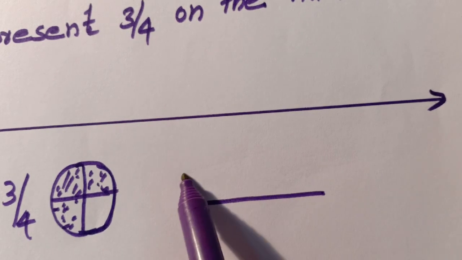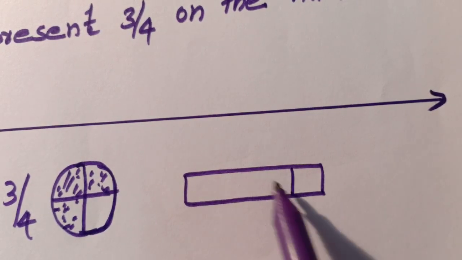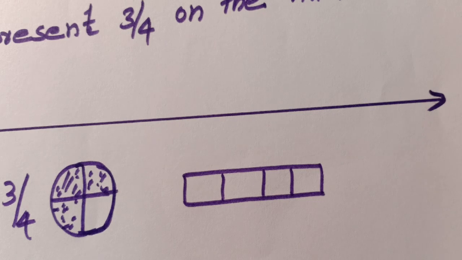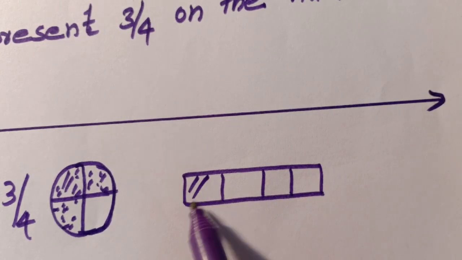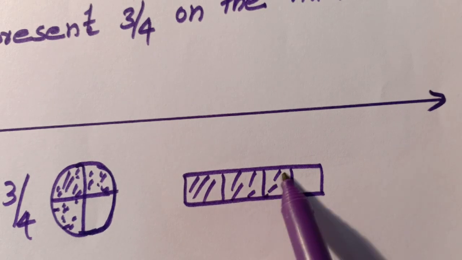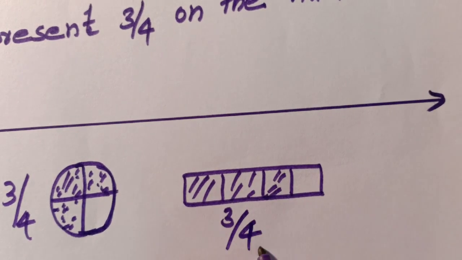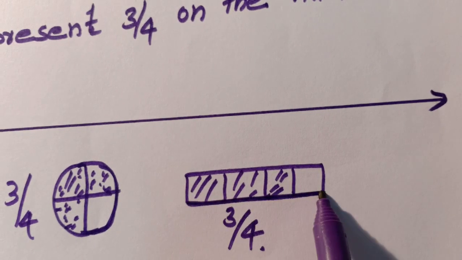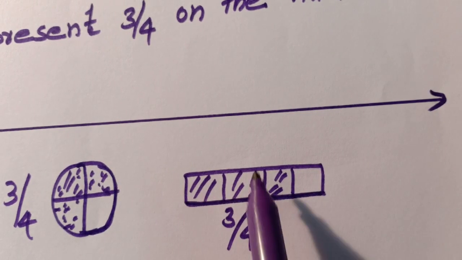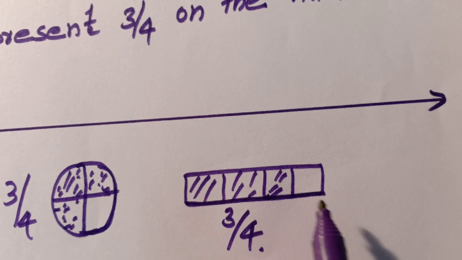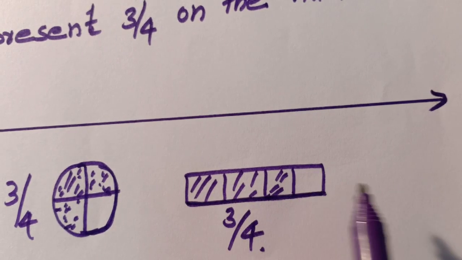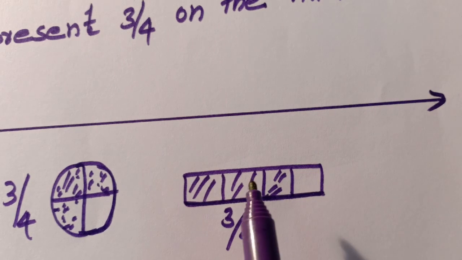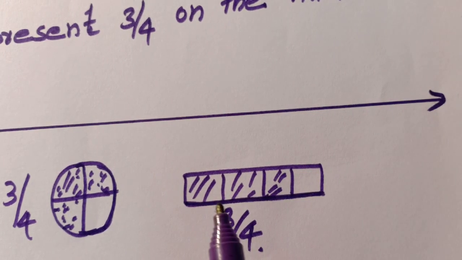Suppose a rectangle is divided into 4 equal parts. Out of this, what do you mean by 3 by 4? 3 pieces out of it. So this is 3 by 4. What do you mean by that? If a single item is divided into 4 equal parts and 3 parts out of it are considered, that is 3 by 4.